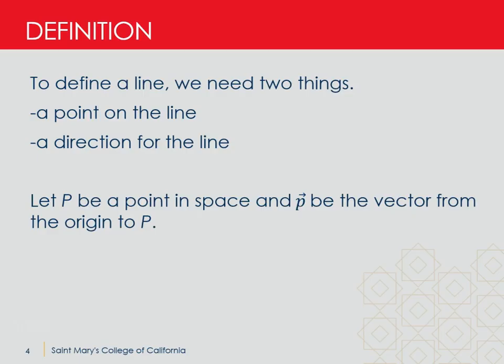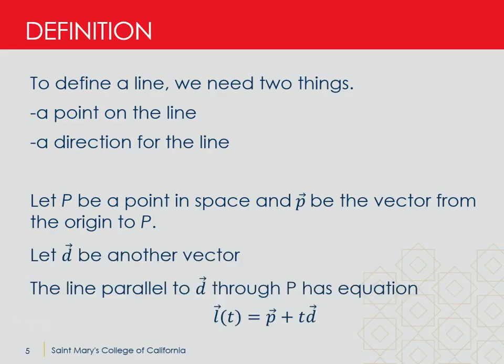But we're going to think about defining that in a slightly different way using vectors. Let P be our point in space that's on the line, and the arrow above it is simply the vector from the origin to P. So that's nothing hard there. And then D is going to be another vector, and that's going to give us a direction. So the line that's parallel to D, in other words, going in the direction of D, but through the point P, is going to have this equation.